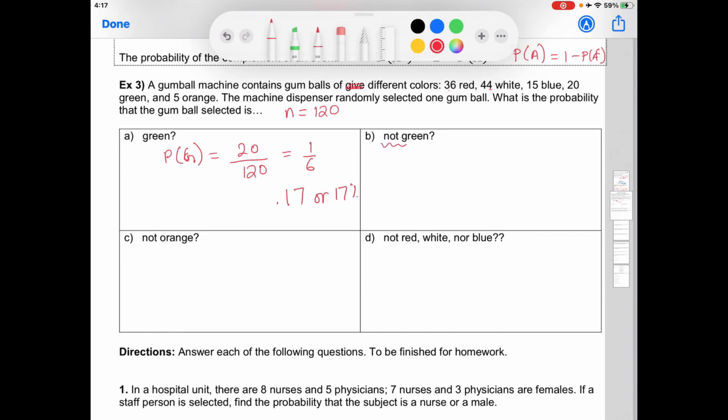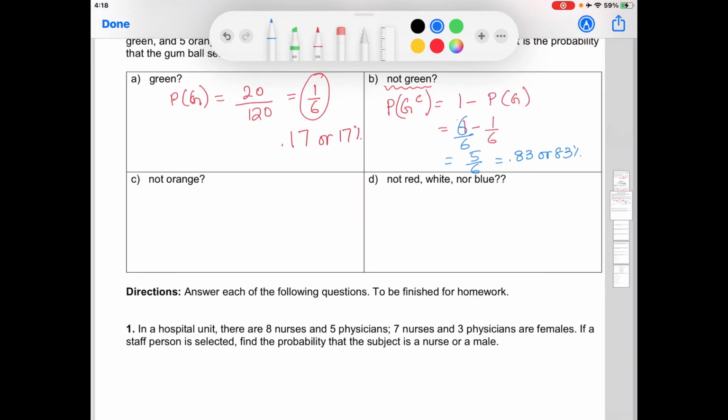Okay, so not green. Whenever we see the not thing, either I can add everything else besides green and then write it out of 120, or I can do it better. I already know the probability of green is 1/6. So going about my complement, probability of green complement will be 1 minus probability of green, which is 1 minus 1/6. Can I not rewrite this 1 as 6/6? 6/6 is just 1. So 6 minus 1 is 5/6. Or you could have done the butterfly method. Some people like to choose it. So anyways, 5/6 is, we already saw that in the last page, 0.83 or 83%.